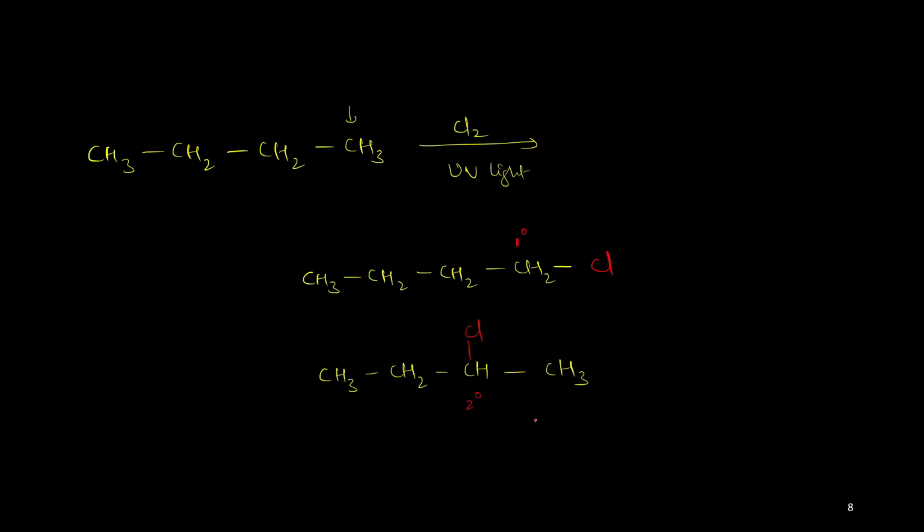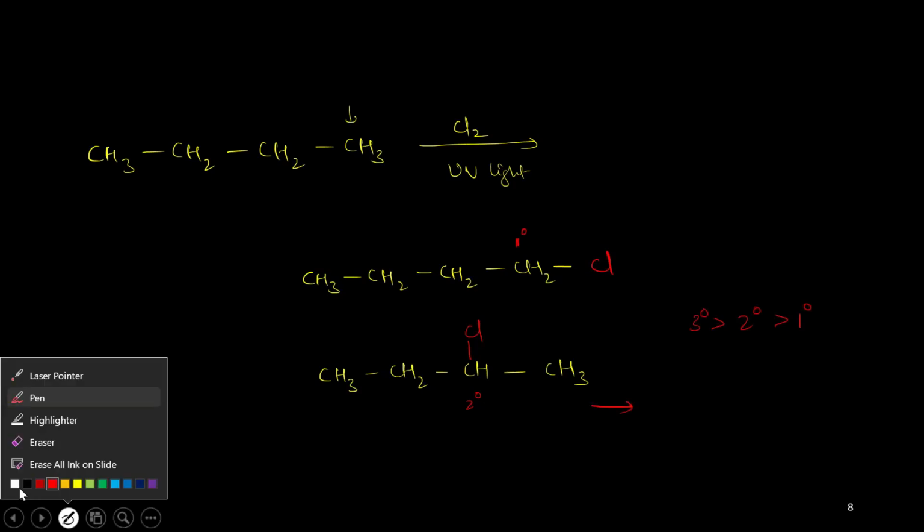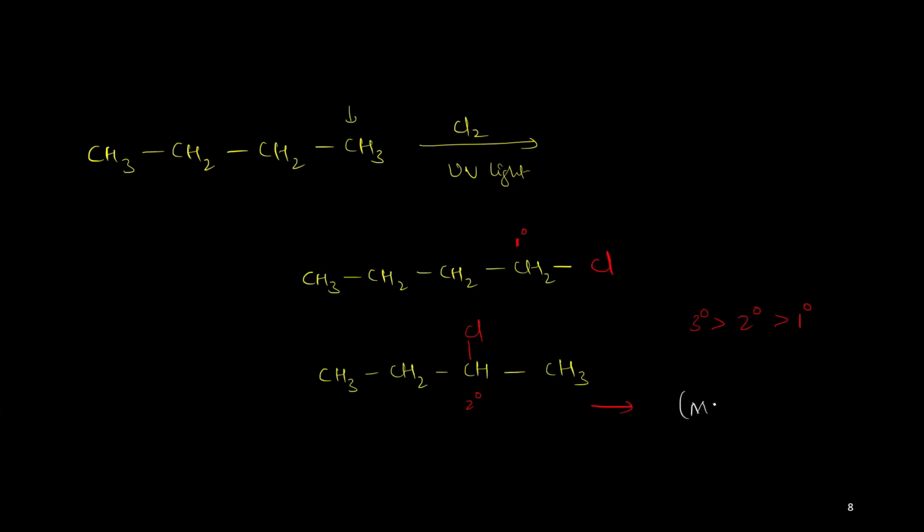Secondary. So the reaction order, we know tertiary is greater than secondary, then primary. So this will be the major compound, and this will be the minor. So remember this. The major product is the secondary radical, which is also more stable. And this pathway is more favorable. So more favorable for synthesis.